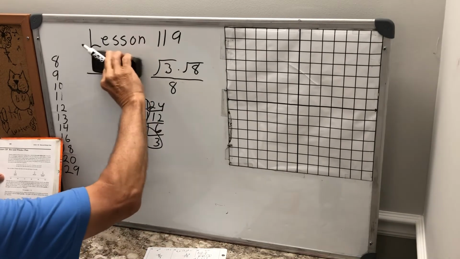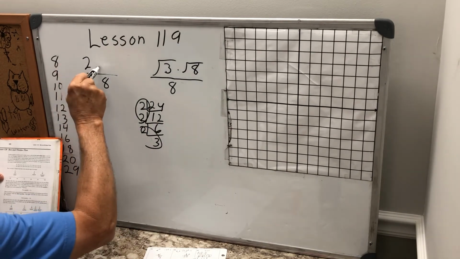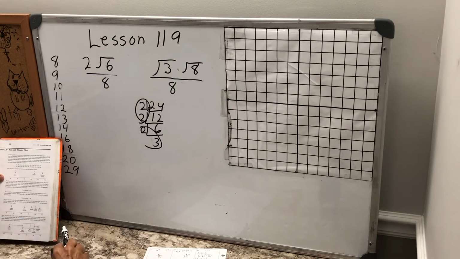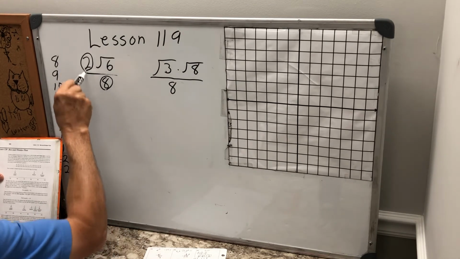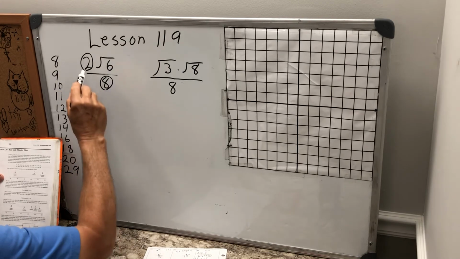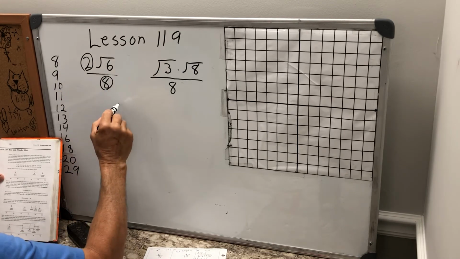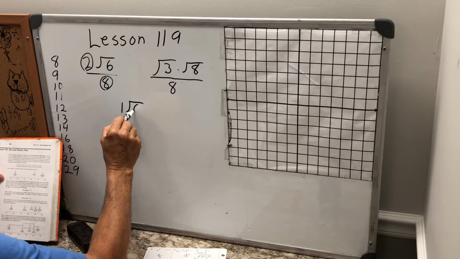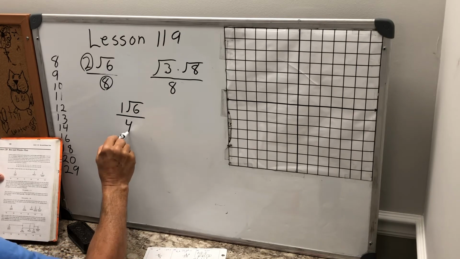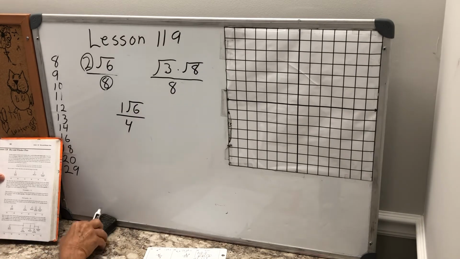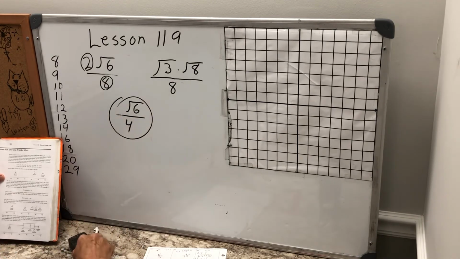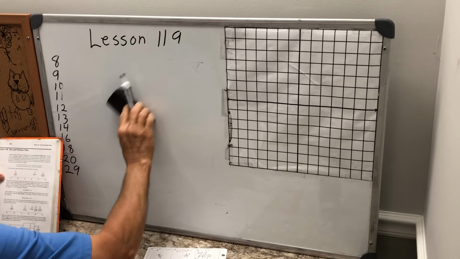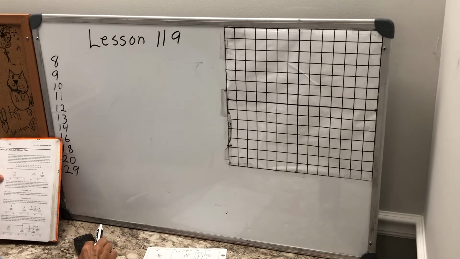It's 2 to the square root of 6. Place this with 2 to the square root of 6. Can we still simplify? We have this number and this number. We can simplify that. 2 goes into both of those. That would be 1 to the square root of 6 over 4. And we can, of course, eliminate the 1 whenever this is understood to be a 1. There is your final answer. That was number 16.